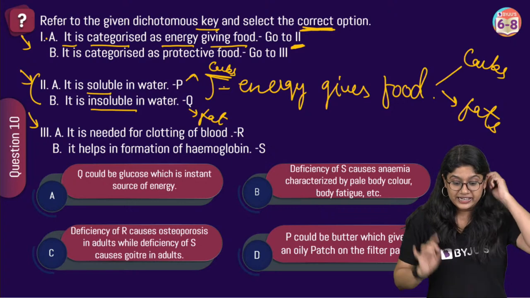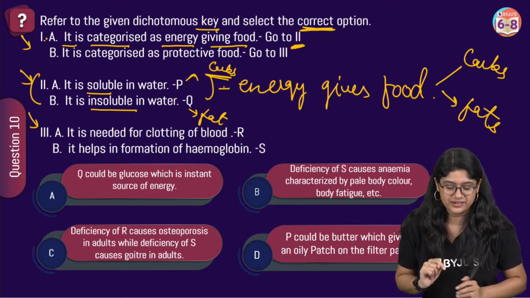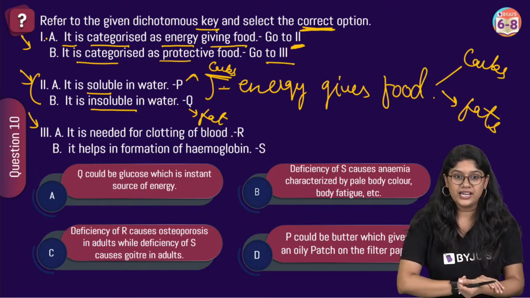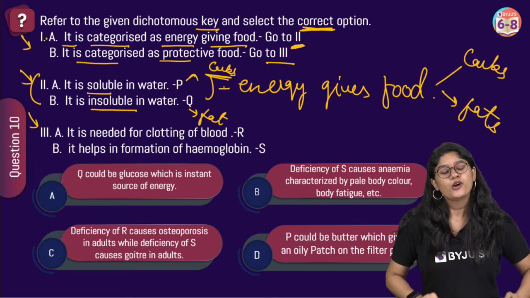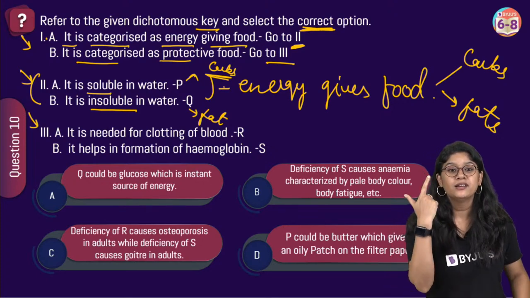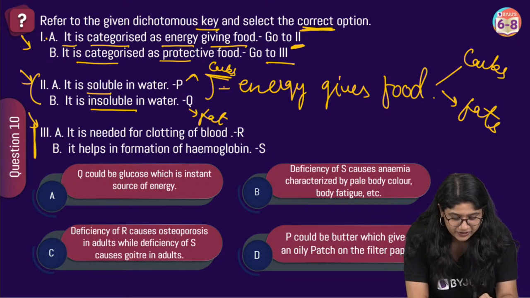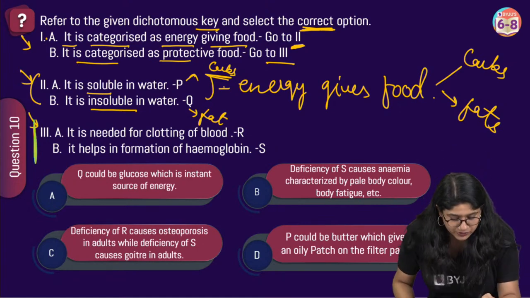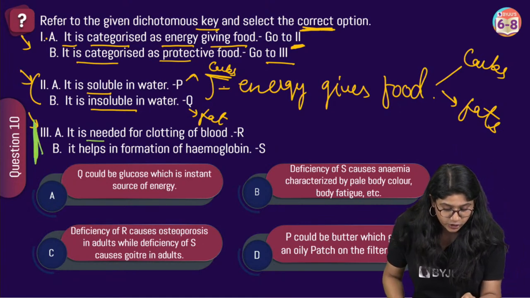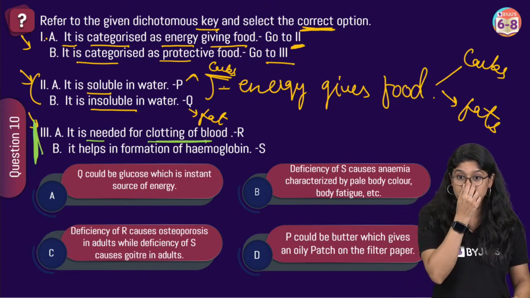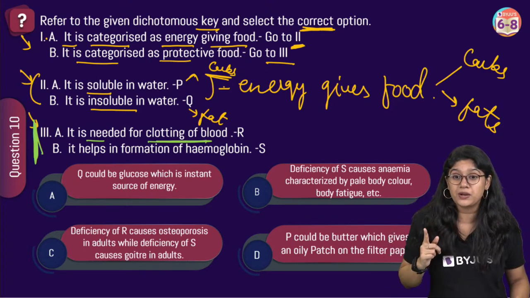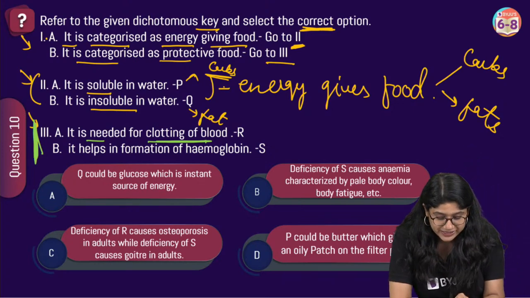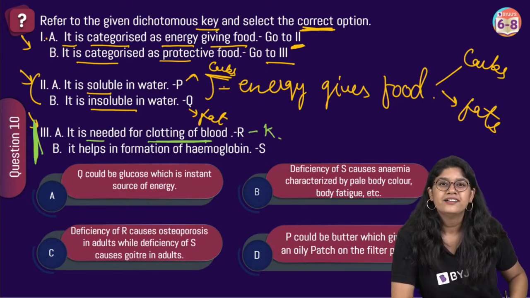Very good. Now, let's read the next statement. It is a category as a protective food. Now, this will protect us. So what are we left with? Vitamins and minerals. Let me change the pen color. Over here I'll be using green. See this one we are looking at. It is needed for the clotting of the blood. Can you tell which vitamin is needed for the clotting of our blood? Vitamin K. Very good, Suhani. Vitamin K is R.